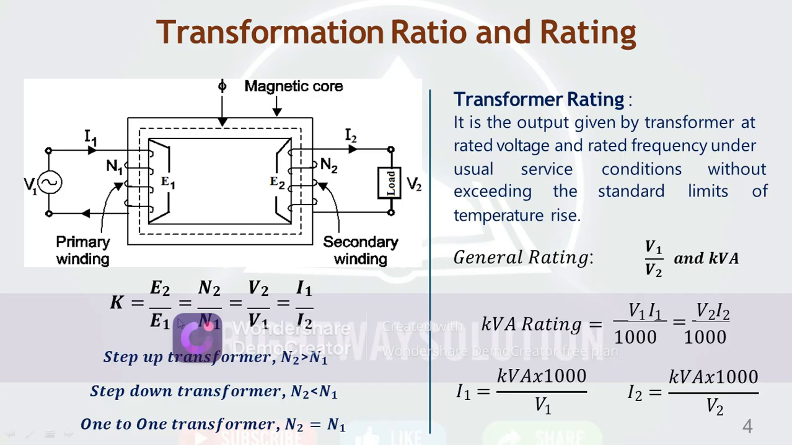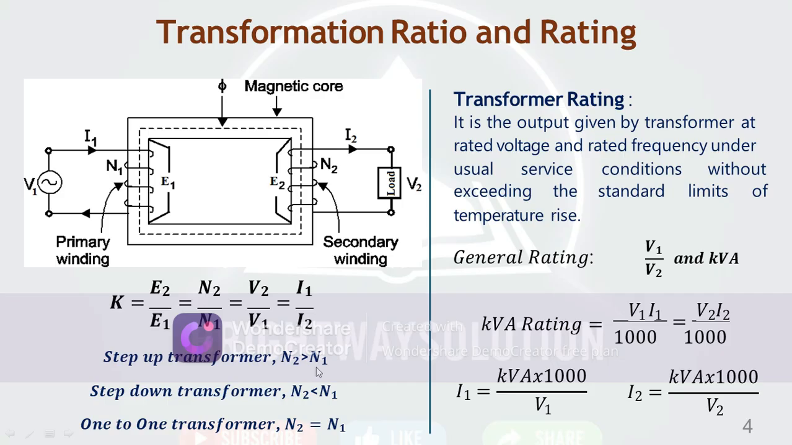The number of turns in the secondary upon the number of turns in the primary. Terminal voltage of the secondary upon terminal voltage of the primary. And here it is inverse: we consider the primary current upon the secondary current. So here K is the transformation ratio.